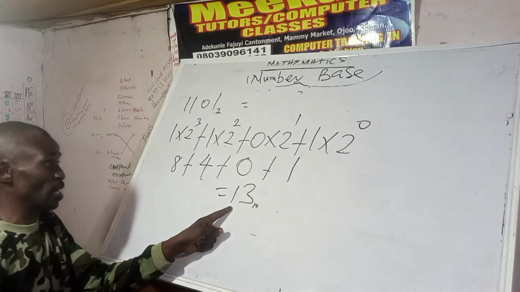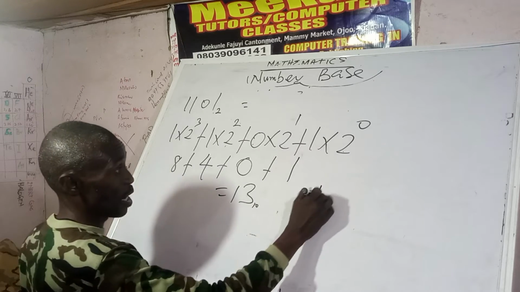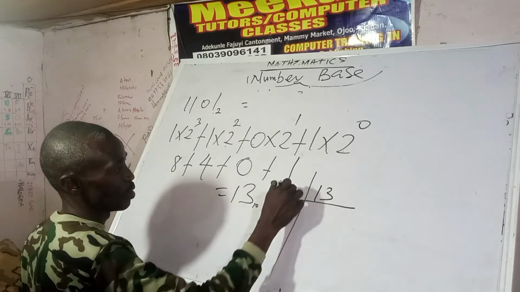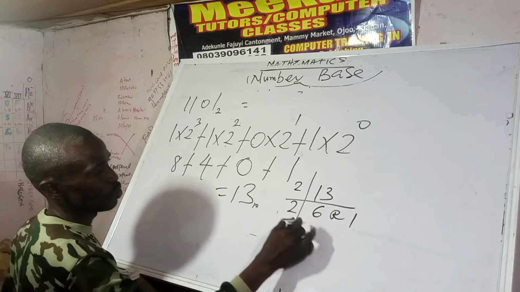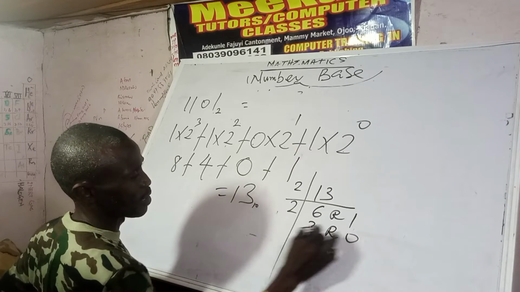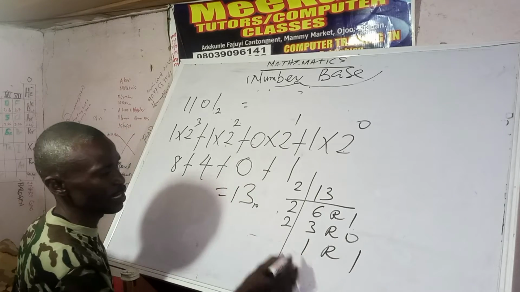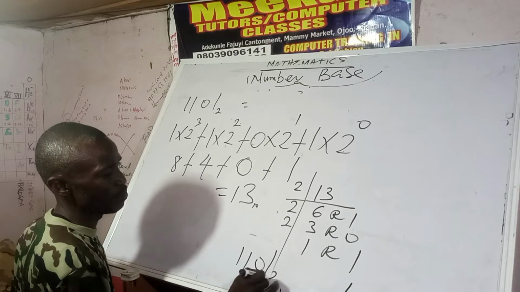Of course, you know this one too. If you convert it back to base 2, watch it, you have 13. Divide by 2: you have 6, remainder 1. 2 here, we have 3, remainder 0. 2 here, what do you have? 1, remainder 1. This cannot go here, I bring it back here. You can see 1101 base 2.